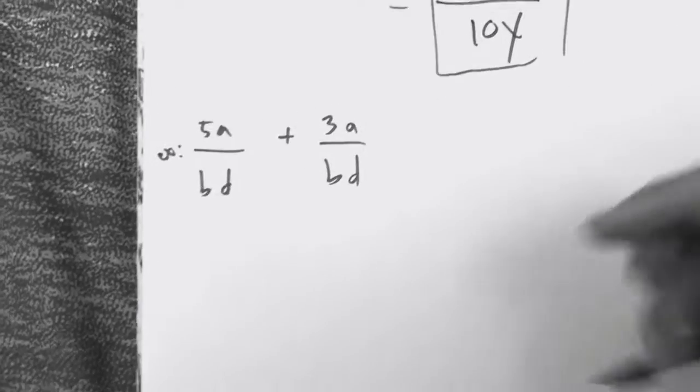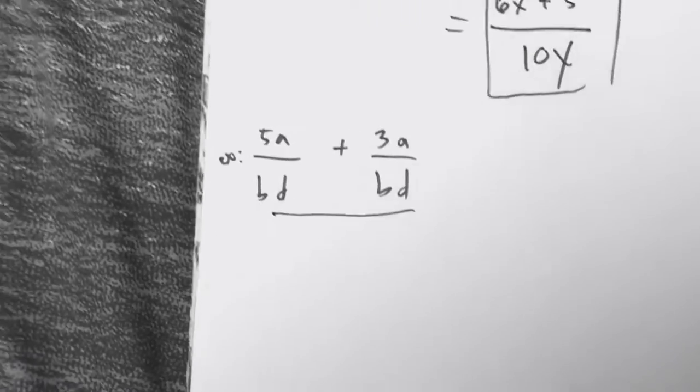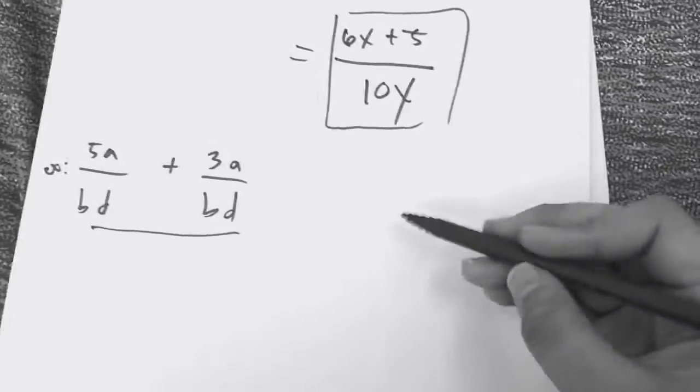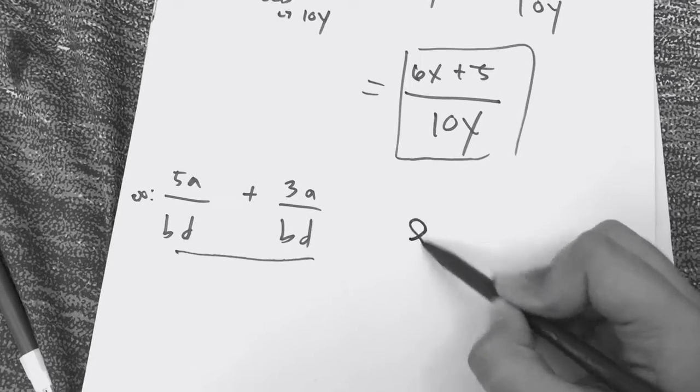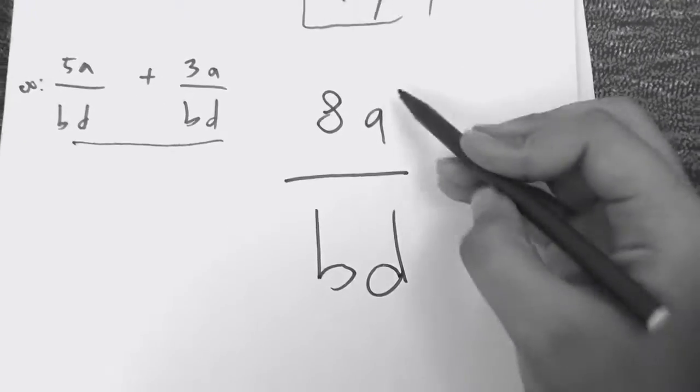For the second example, both denominators are already the same. So you can already start adding as you usually would. So 5a plus 3a equals 8a over bd.